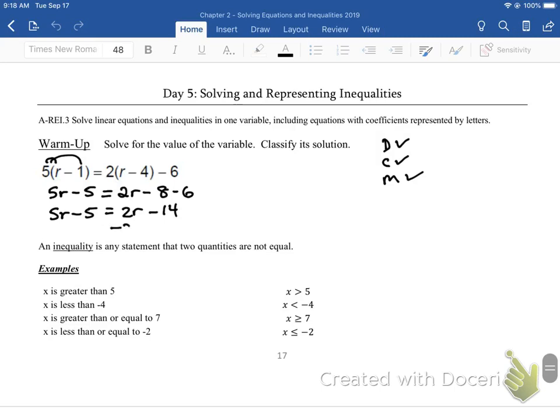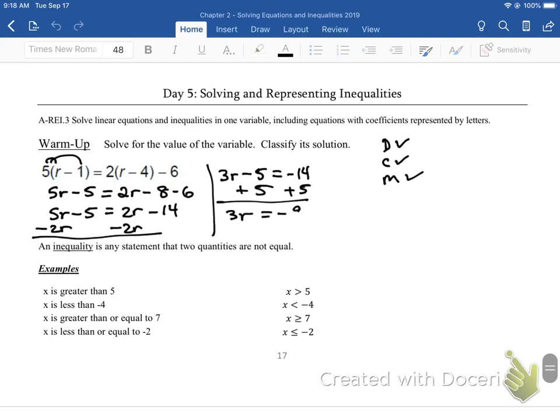Then we move 2r to one side of the equation like so, giving me 3r minus 5 equals negative 14. And we move the numbers over like so. 3r equals negative 9. So divide by 3, we get r equals negative 3. And that's our answer.